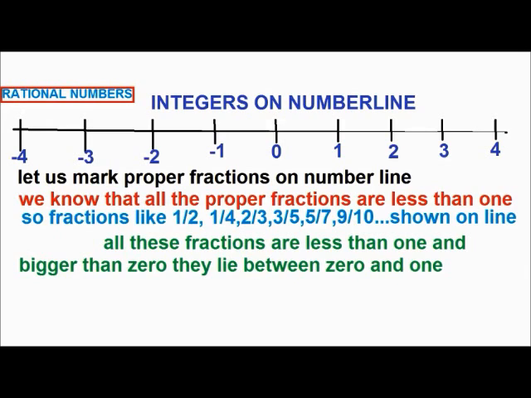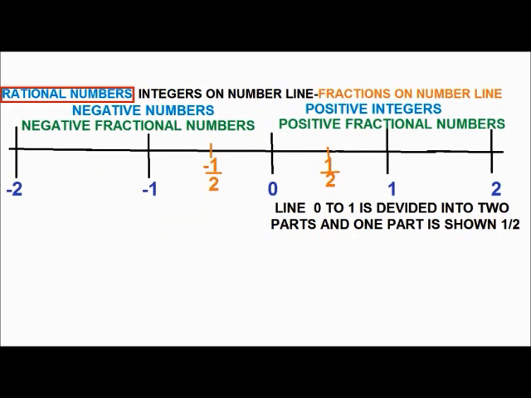We know that all the proper fractions are less than 1. So fractions like 1 by 2, 1 by 4, 2 by 3, 3 by 5 can be shown on the line. All these fractions are less than 1 and bigger than 0. They lie between 0 and 1. On the number line, 0 to 1 is divided into two parts and one part is shown as 1 by 2.